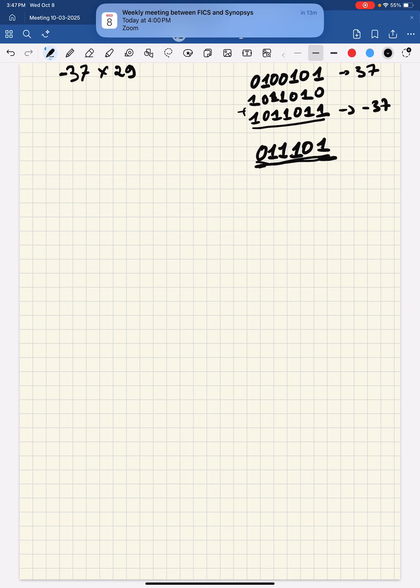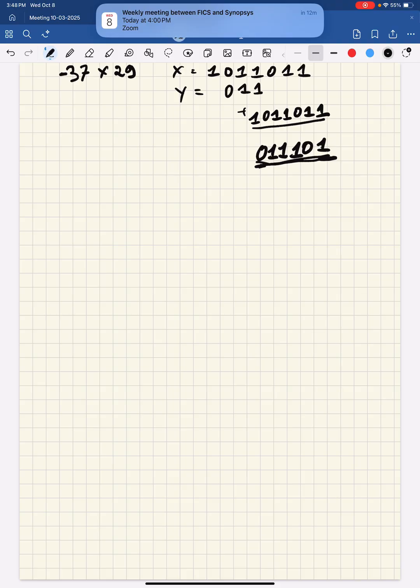Okay, so let's clean up a little bit and then put the numbers that we'd like to use. So 37 minus, I'll put it here. Our x is minus 37: 1 0 1 1 0, and then 1 and 1 in 7 positions, and then y is equal to 0 1 1 1 0 1.